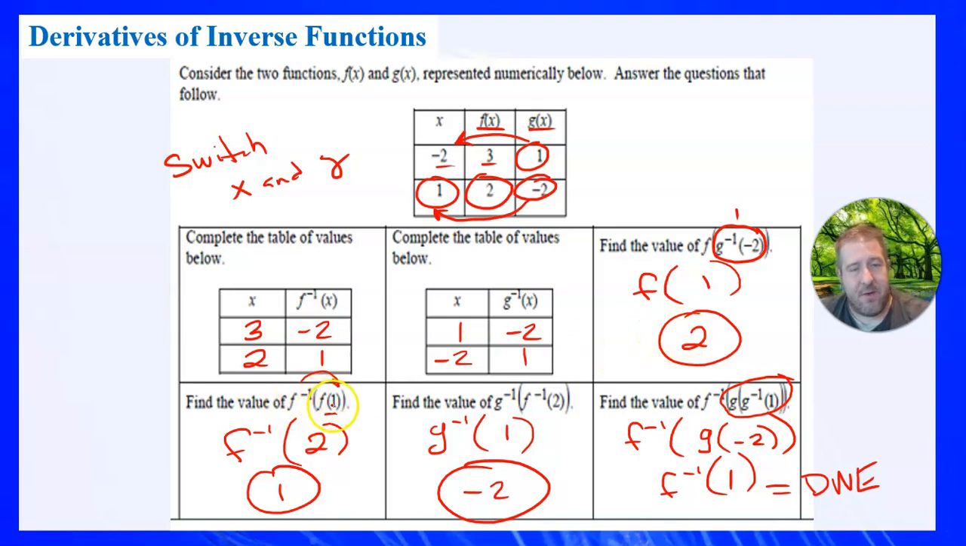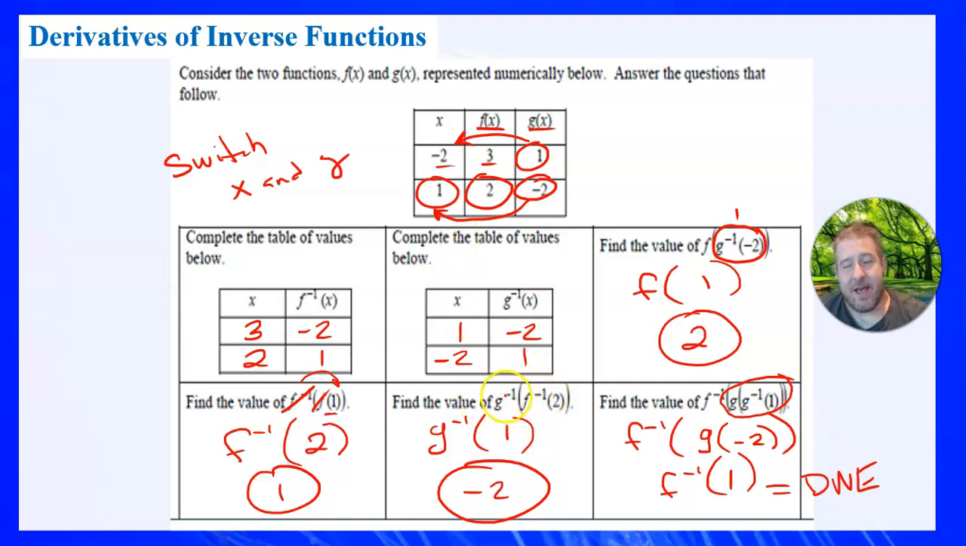All right, f inverse of f of 1. So I would find f of 1 first. F of 1 is 2. And then do f inverse of 2. Well, that's kind of silly because that's literally just going back to where I started, right? So f inverse of 2 is back to 1. So let's be honest, these two basically just cancel each other out. F inverse of f, those are just inverses of each other, so they just cancel each other out.